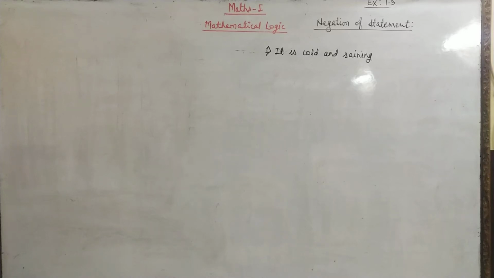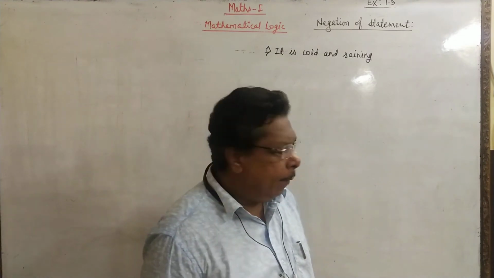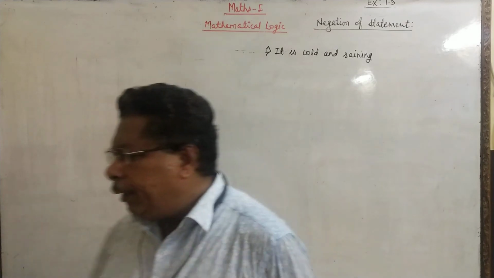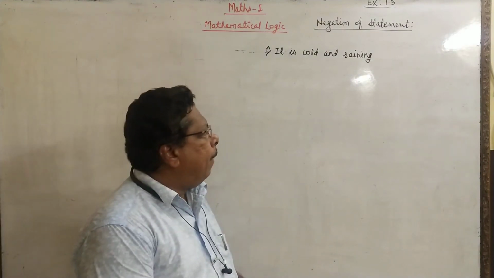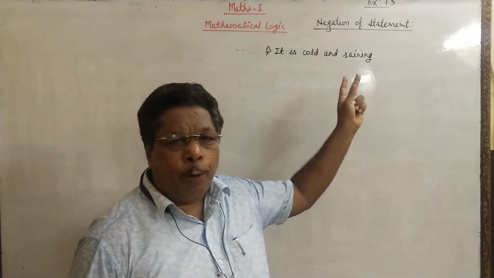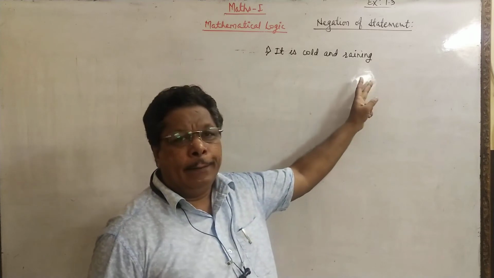Hello students, today we are going to see negation of statement in mathematical logic. By using rules of negation, we can find the negation of the given statement. Now in exercise 1.3, see the first question: it is cold and raining.